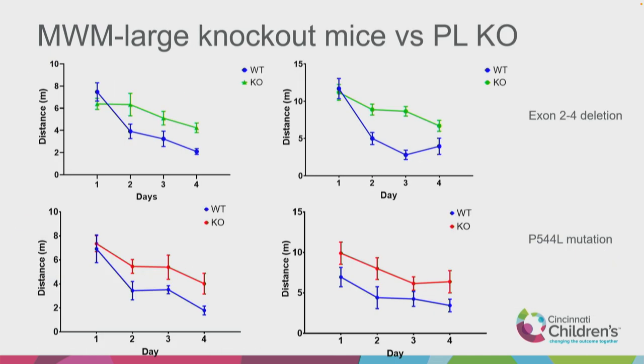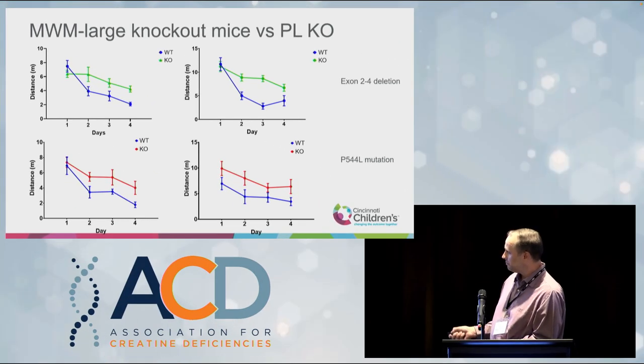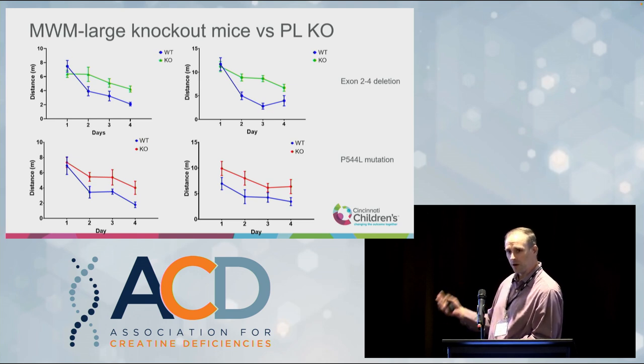In comparing these to our other knockout model, our large knockout of exons 2 through 4, we actually have a pretty good match across these. We need to add a few more mice to these animals down here just to increase the power of this study. But we can see that the spatial learning deficits are pretty similar between our large knockout mouse and our point mutation mouse. So that's a pretty encouraging sign.